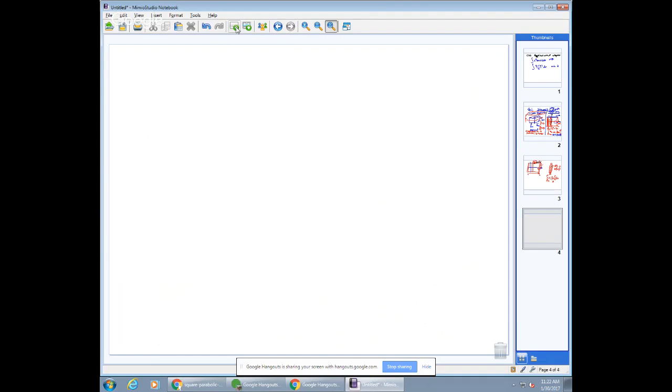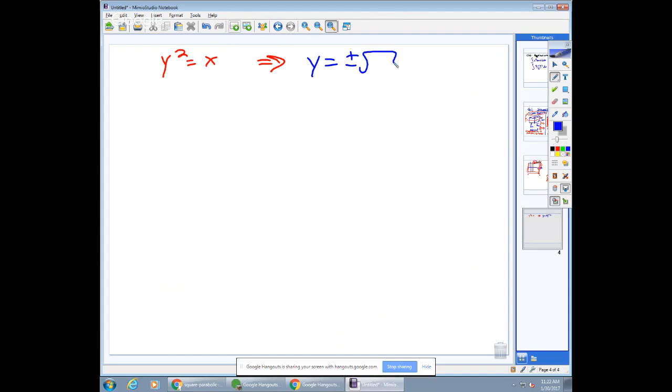So we need a sketch of y squared equals x, which could be rewritten as y equals plus or minus the square root of x. And let's get out of the red color. So y equals plus or minus the square root of x. And we're going to take a look at the interval as x goes from 0 to 4.